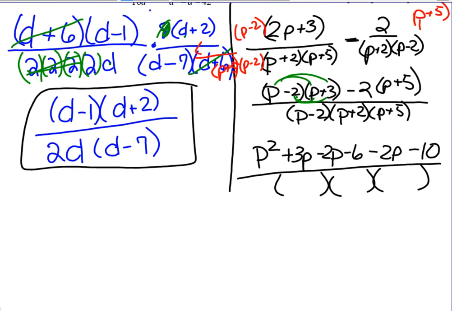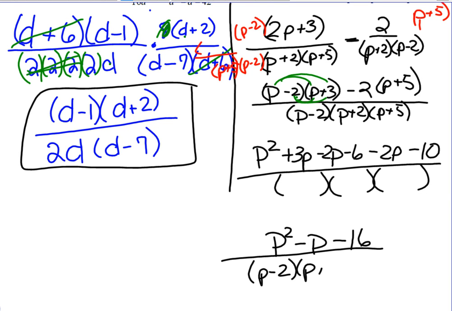And it continues to equal, I'm going to combine like terms. There's no other p squared terms. I'm going to combine my p terms and it'd be negative p. I'm going to combine my constants, negative 6 and negative 10 is negative 16. And it's all over p minus 2, p plus 2, p plus 5. On a technicality, nope, we're done. I was going to say, can we factor the numerator? And you can't, so we are done. Happily, happily done.